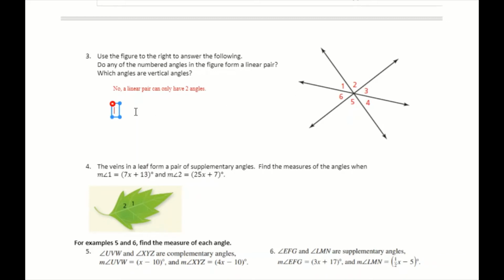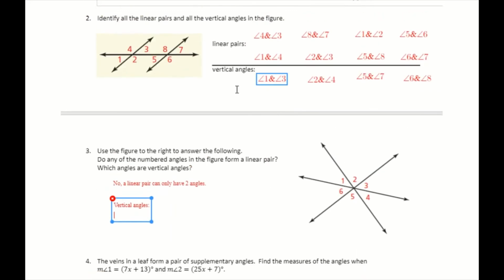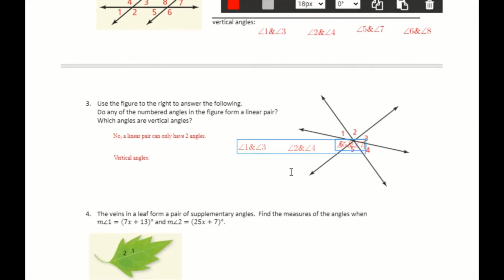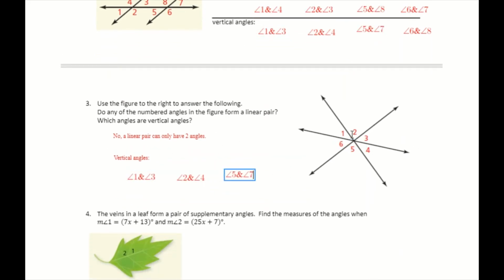Okay, so the vertical angles, there's going to be 3 pairs, and so what I'm going to do is just steal 3 of these from up here and then change the numbers to be what they need to be. So 1 and 4 is going to be a pair of vertical angles. 2 and 5 is going to be a pair. And then the last one is going to be 3 and 6.